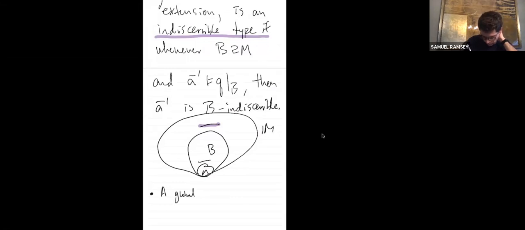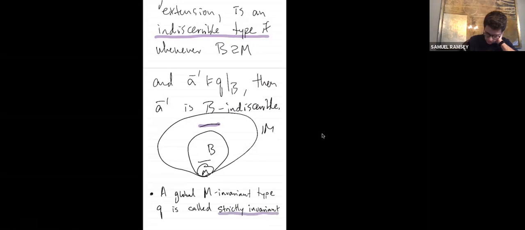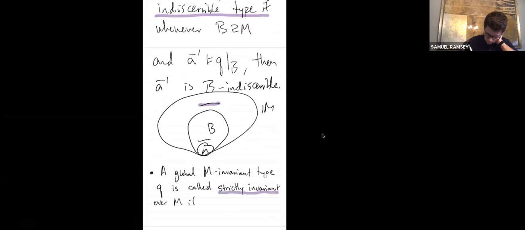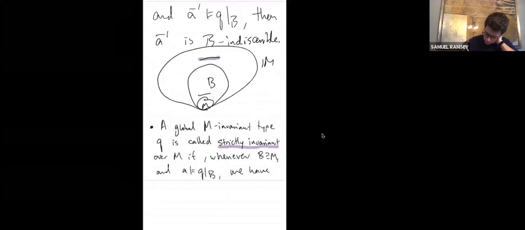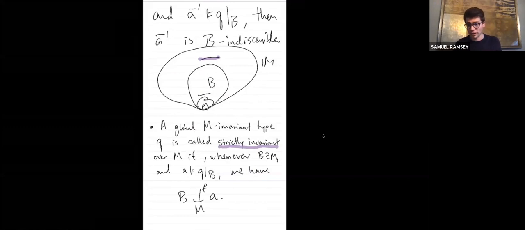global invariant type Q is called strictly invariant over M if whenever B contains M, and A realizes Q over B, we have B is non-forking independent over M with A. Okay, so what does this say?